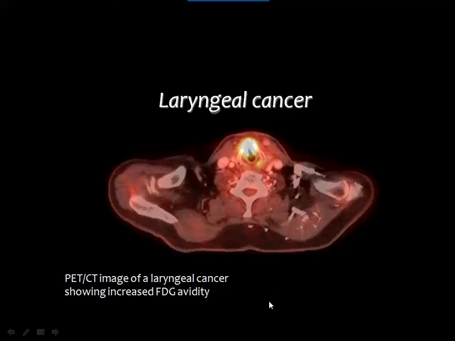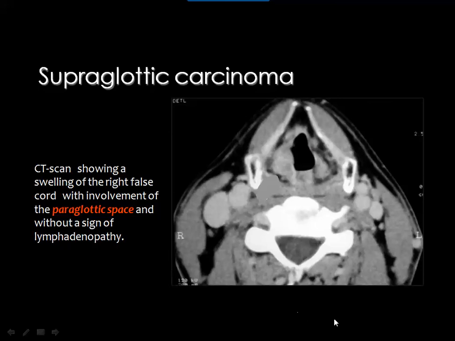Sometimes you can use the PET CT scan to assess the activity of the lesion by measuring the standard uptake value of the mass. Then you are able to differentiate between malignant lesions and the benign lesions, which are considered relatively rare or uncommon in the larynx.